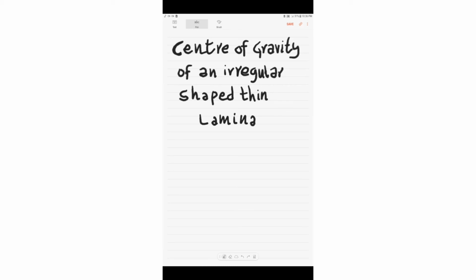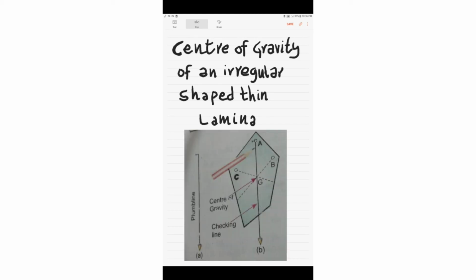Center of gravity of an irregular shaped thin lamina. A simple method to find the center of gravity of an irregular shaped object is by using a plumb line. You should know what a plumb line is. A plumb line consists of a small metal bob which may be of lead or brass supported by a string. When the bob is suspended freely by a string, it comes to rest along the vertical direction due to its weight acting vertically downward as shown in the figure.